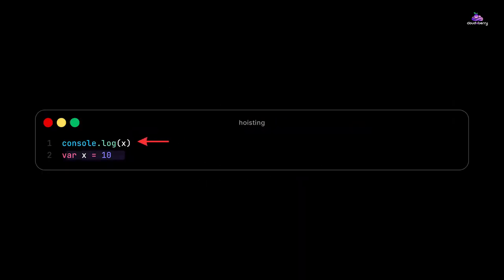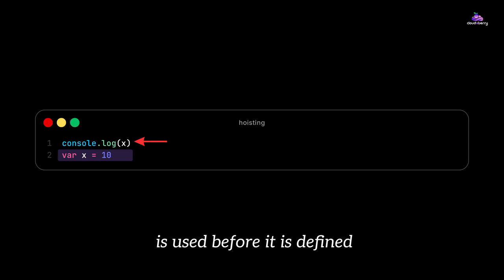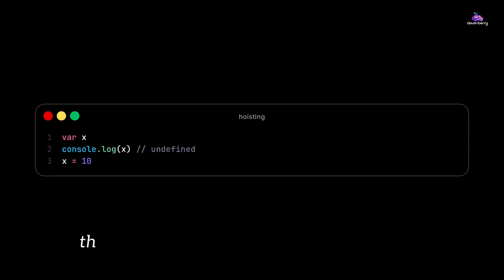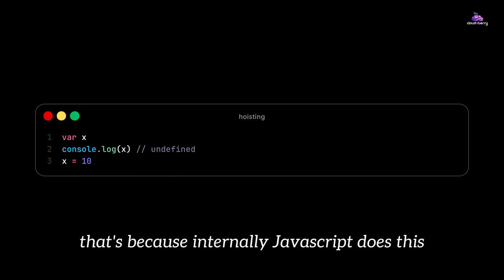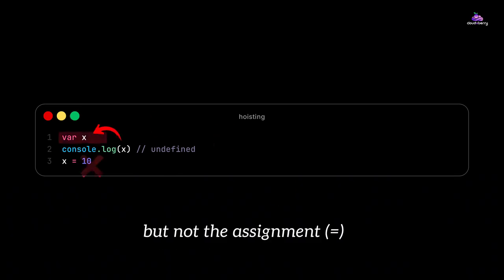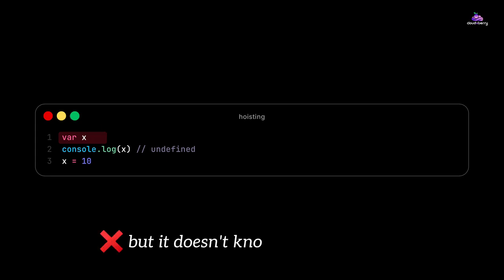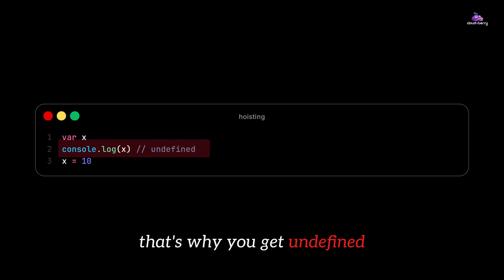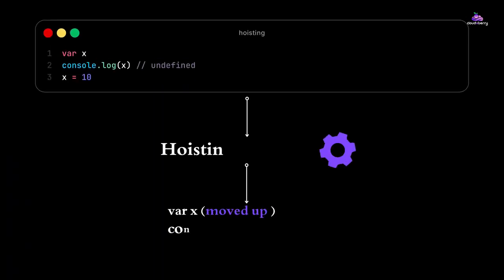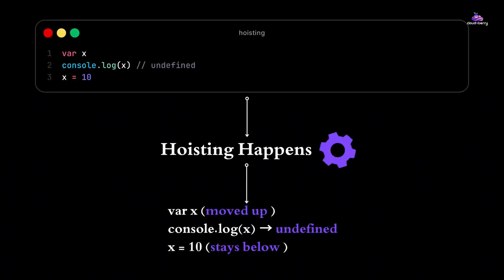Now number 6, hoisting. In this example, even though x is used before it is defined, JavaScript does not throw an error. Instead, it prints undefined. That's because internally, JavaScript does this. It moves the declaration to the top, but not the assignment. So JavaScript knows x exists, but it doesn't know its value yet. That's why you get undefined. So remember, JavaScript hoists declarations, not assignments.